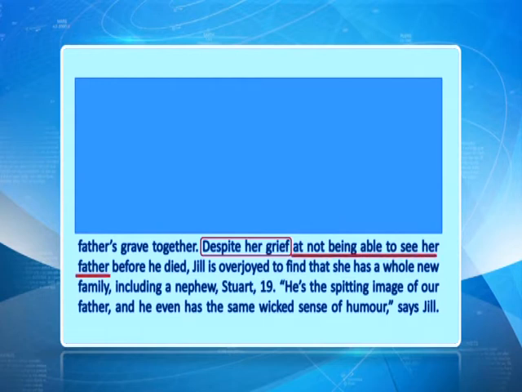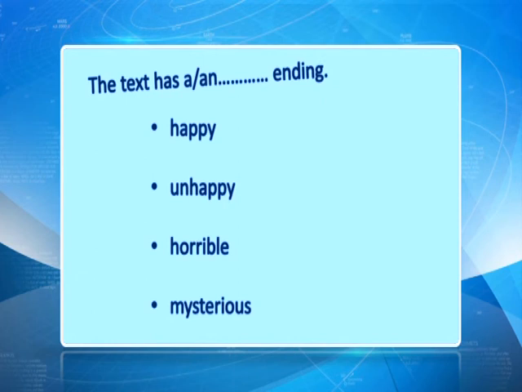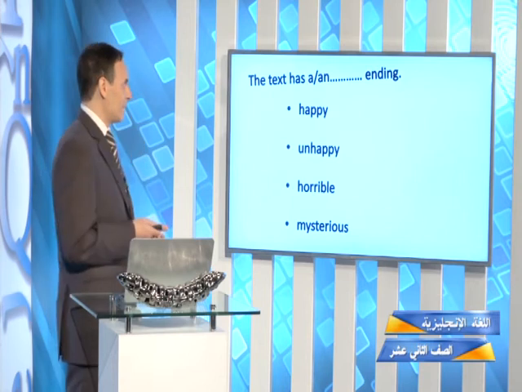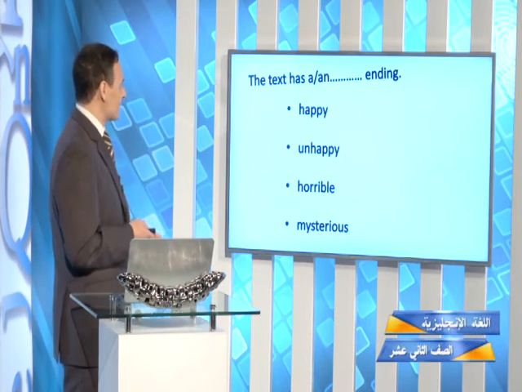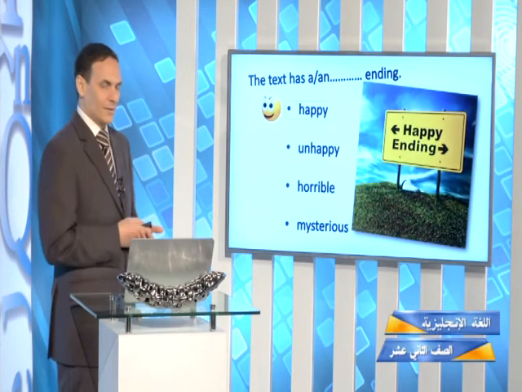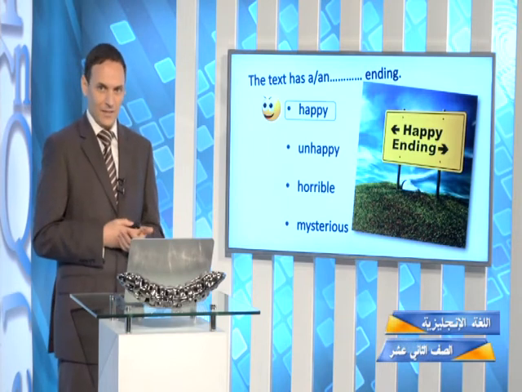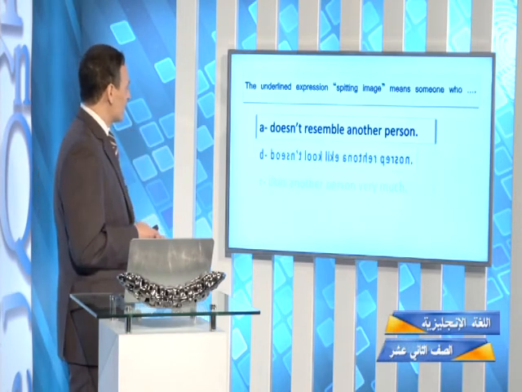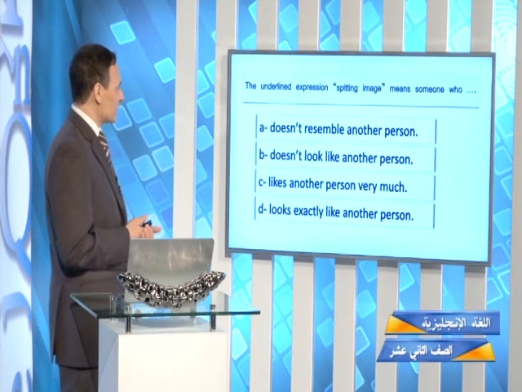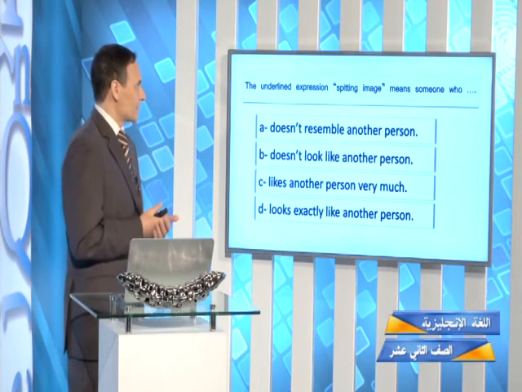She is grieving, she is sad because she is not able to see her father. But later on, we have this information. Jill is overjoyed. She is excited again to find that she has a whole new family. She has a new nephew, whose name is Stuart. So this makes the text happy, with a happy ending, right? Good.